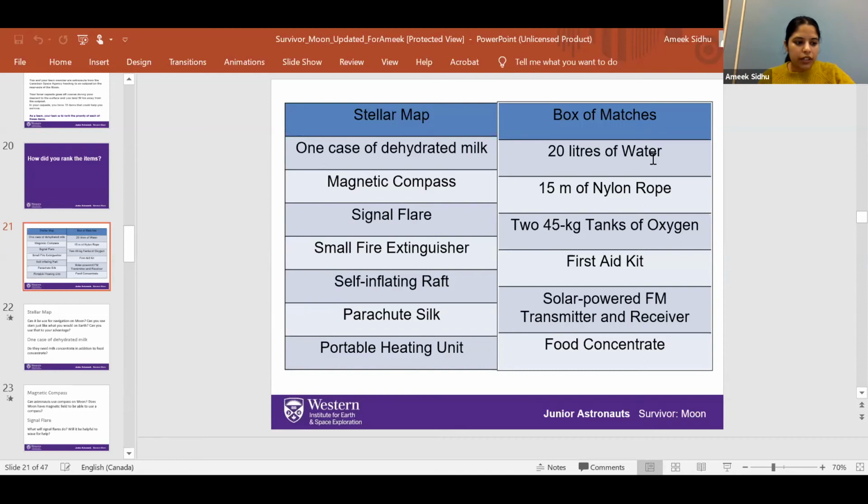The fourth one would be the food concentrate. It would be a very effective way of giving them energy, because they need energy all the time, and because it's concentrated food, it will be densely packed, and it wouldn't be too much weight to carry. So that would be our fourth number on the priority list.